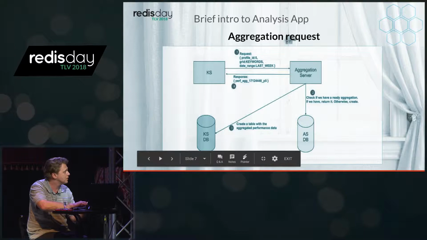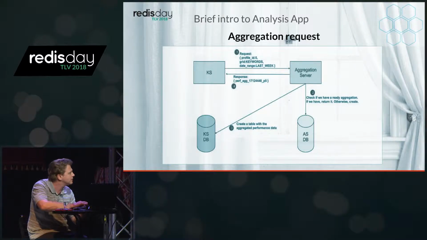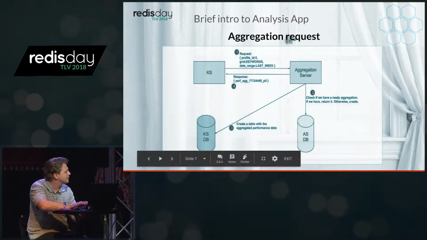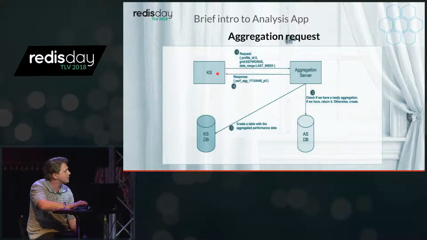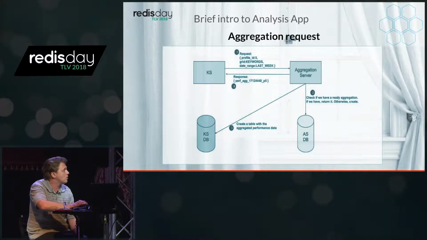So the flow would be as follows. We are getting a request from the analysis application. Request goes to the performance aggregation microservice. Performance aggregation microservice checks whether we already have such aggregation in place. So if we have such aggregation, we are returning the answer to the analysis application. Otherwise, we are issuing an aggregation job.